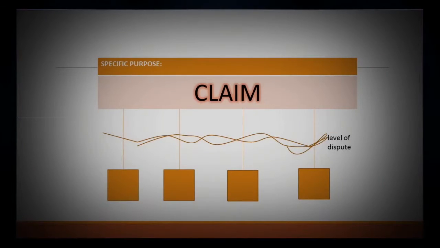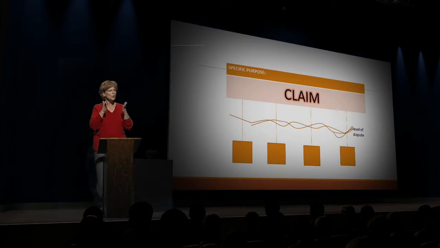Then the claim appears. The claim is your thesis statement. This is what you want your audience to accept. More than anything, this is what your audience should hear and know. All right, right below the claim is that squiggly line. That's the level of dispute. The level of dispute is the line that separates what your audience already knows. So down below is the supporting material. That's what those boxes are. And above it is the claim.